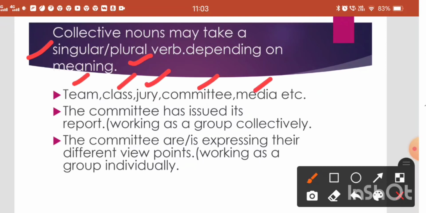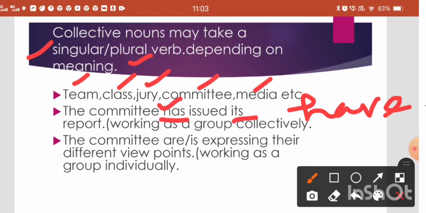Let's see the example. "The committee has issued its report." Why not "have"? Now we have to decide the function. "The committee has issued its report" means the committee is working as a group, as a unit, all the members working together collectively, with no separate or different views. So that's why it has taken a singular verb, that is "has". One more clue: if you find "its" in a sentence, then also a singular verb will be used.